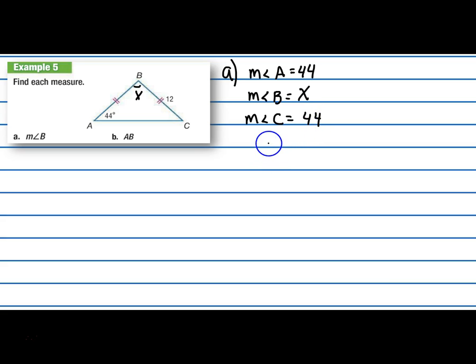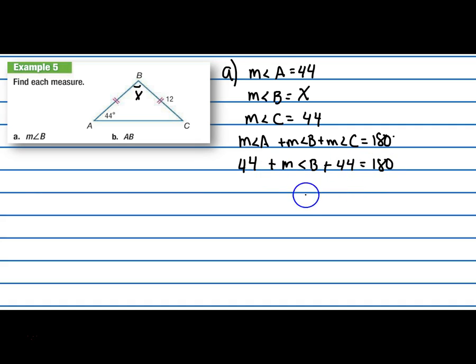And let's recall the interior angle sum theorem, which means any triangle needs to add up to 180 degrees. So we can put this into an equation. The measure of angle A plus the measure of angle B plus the measure of angle C is equal to 180 degrees. A is 44 degrees. Measure of angle B, we'll leave it as angle B so far. Plus the measure of angle C is 44, which is equal to 180.